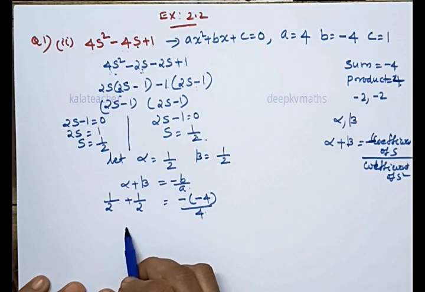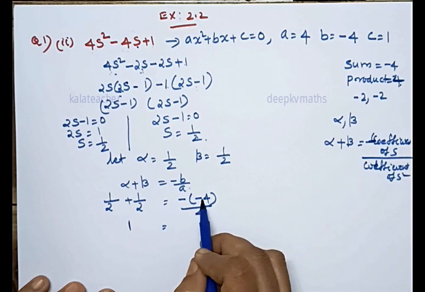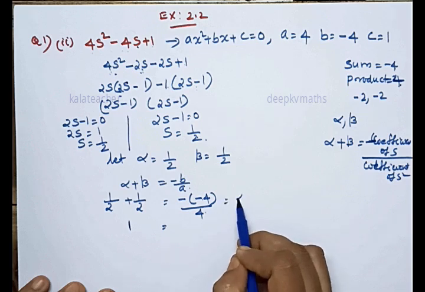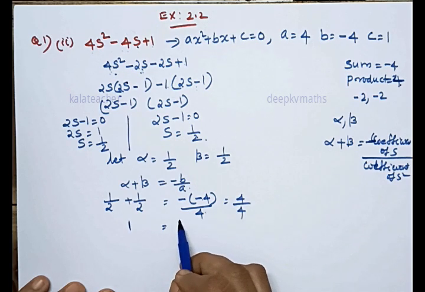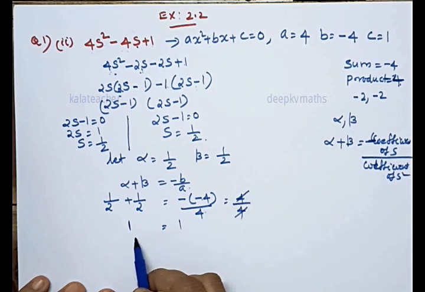1 by 2 plus 1 by 2 is half plus half, which is 1. And minus of minus 4 by 4 is 4 by 4, which is also 1.